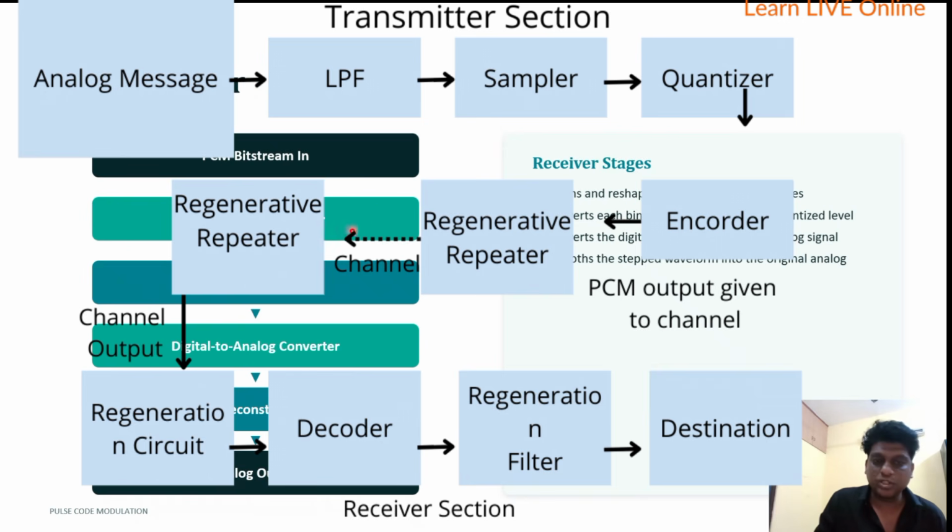On the receiver side, the most important term is regenerative repeaters. The signal has to travel a long distance, so the signal strength is improved along the way. Regenerative repeaters clean and reshape the incoming digital pulses. Then the decoder converts each binary code word back to a quantized amplitude. And then the DAC, the digital-to-analog converter, and the reconstruction low pass filter smooths the staircase waveform into the original analog signal.